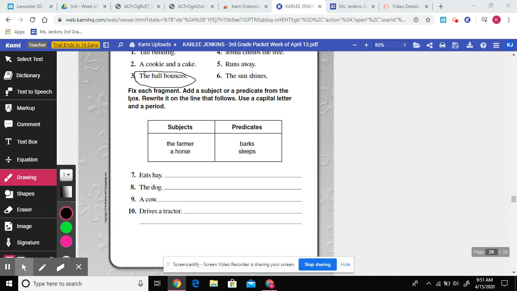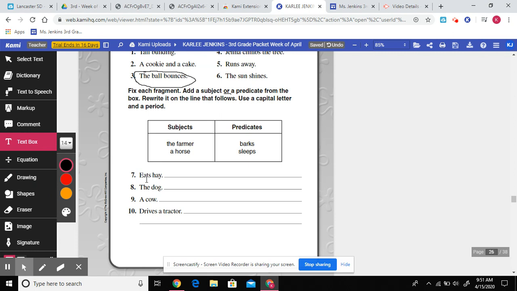So fix each fragment, add a subject or a predicate from the box. Rewrite it on the line that follows. Use a capital letter and a period. So, eats hay.